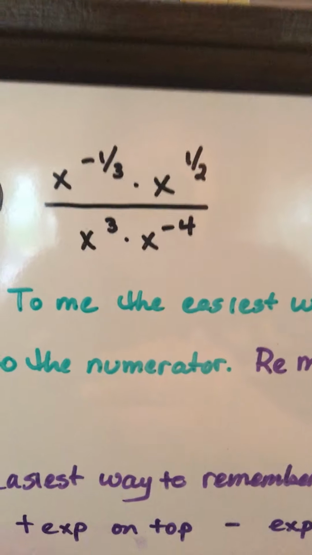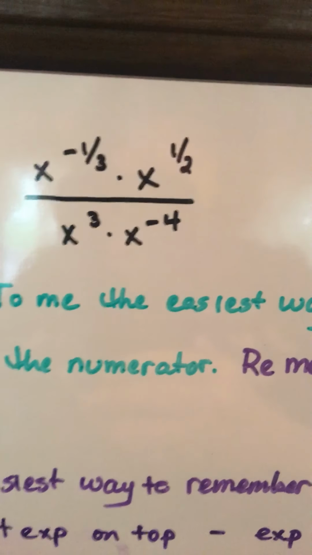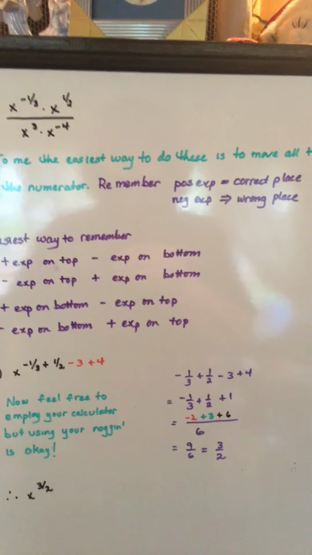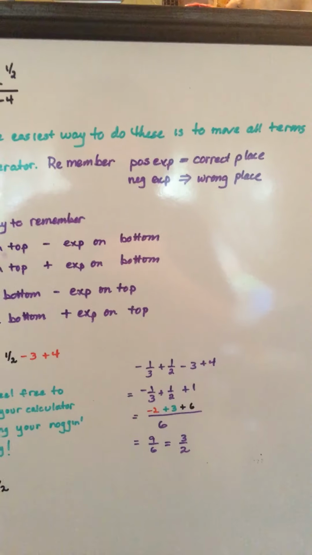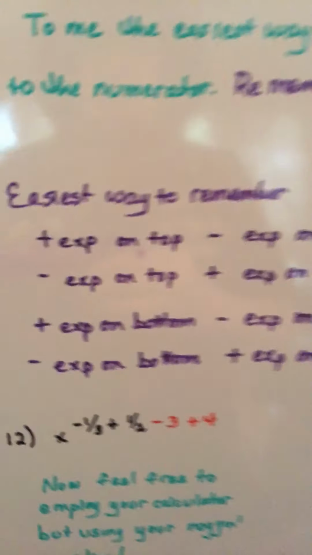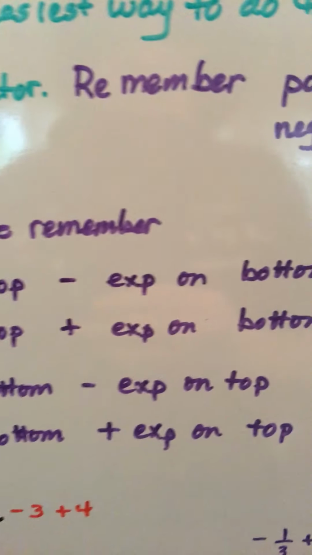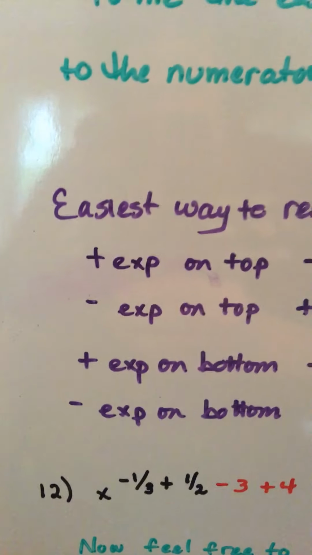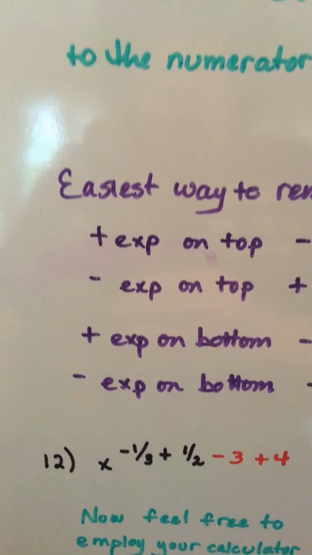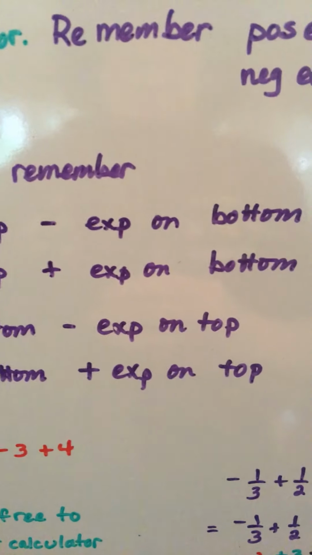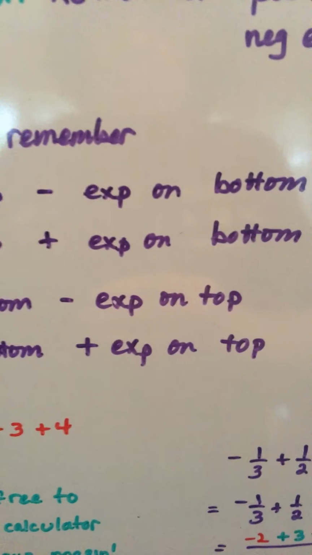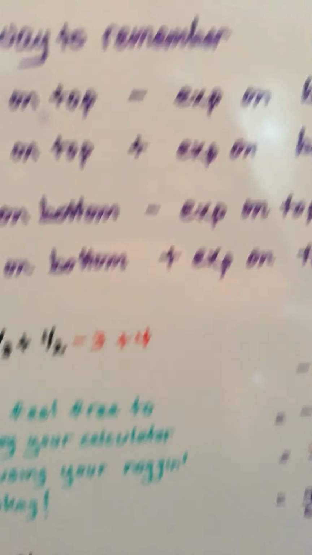What happens when you see this mess? Well, to me, the easiest way to do a problem like this is just to get everything to the numerator. Remember, a positive exponent means you're in the right location. All a negative exponent means is you're in the wrong one. So positive on top is negative on the bottom. A negative exponent on the top would be a positive exponent on the bottom. A positive exponent on the bottom is a negative exponent on the top. A negative exponent on the bottom is a positive exponent on the top.